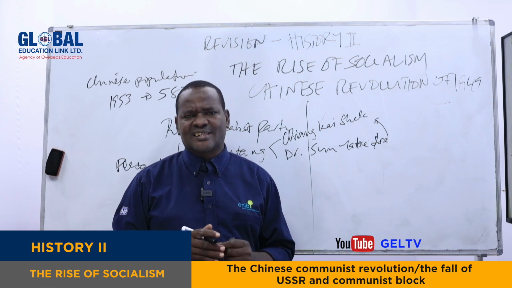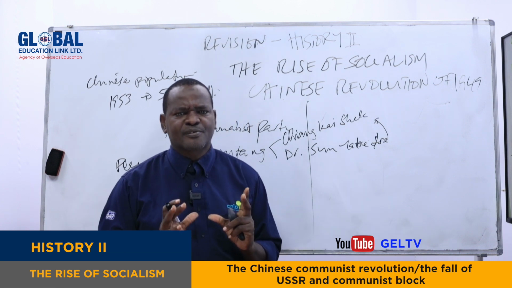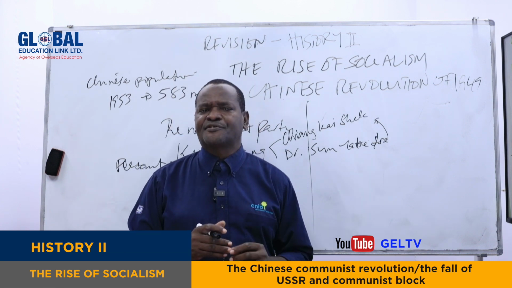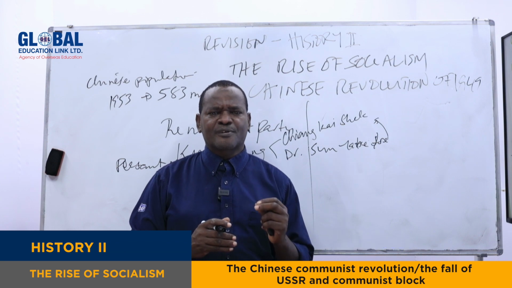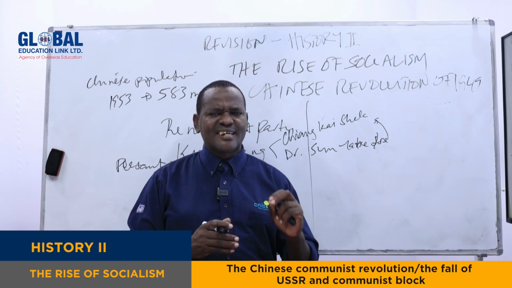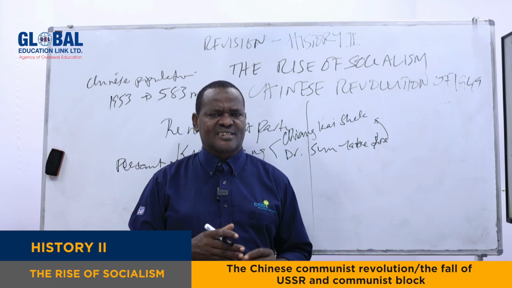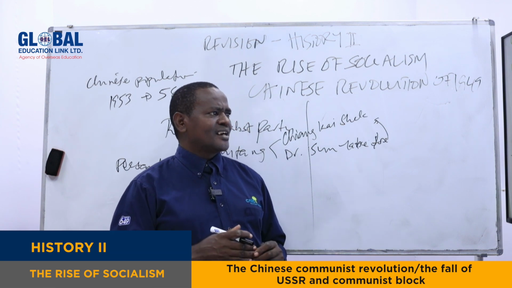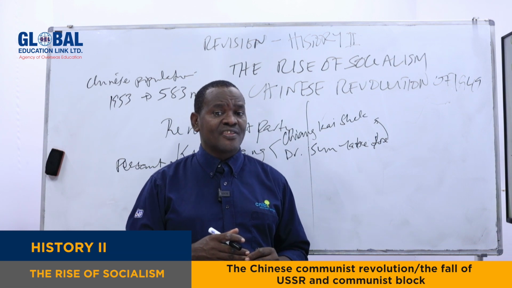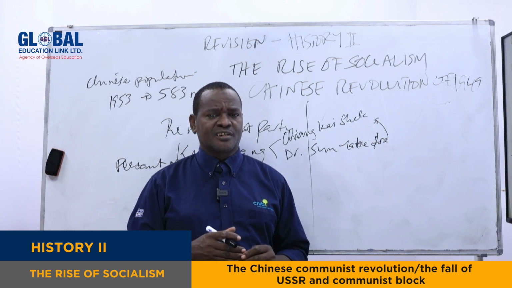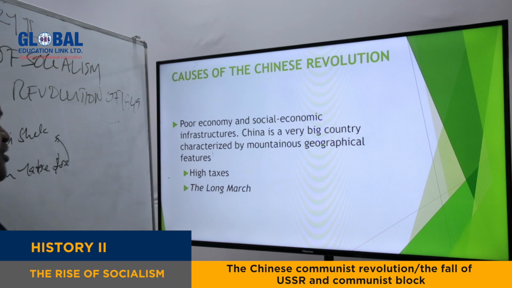And unfortunately, the government of China could not provide enough social services to those Chinese people, could not provide enough employment. The Chinese people were living in deep poverty. So it's because of those problems that people of China had no other option but to support revolution. The second point is the poor economy and poor socio-economic infrastructures.